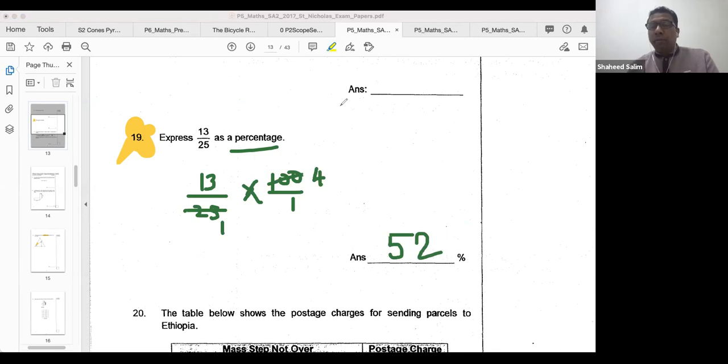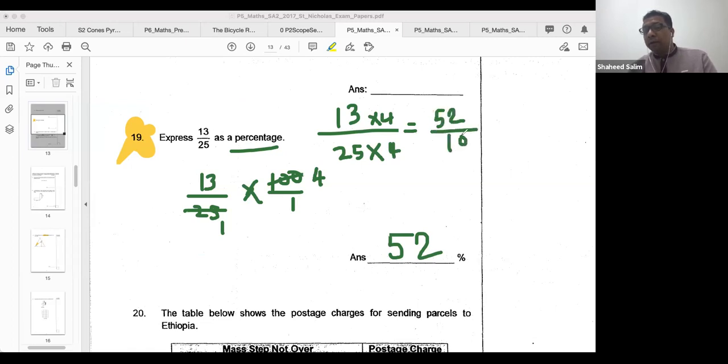Method number 1. Method number 2, you can also change the denominator to 100. How to change to 100? You times the 24 by 4. This one also you times by 4. So you get 52 over 100. 52 over 100 means 52%. Okay, percentage is denominator of 100. This is the same. This is the same. Okay. I hope you're all right.